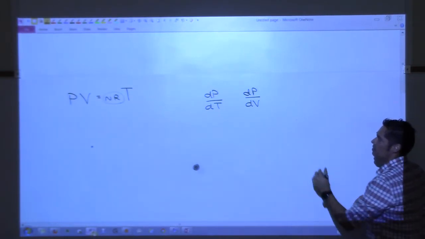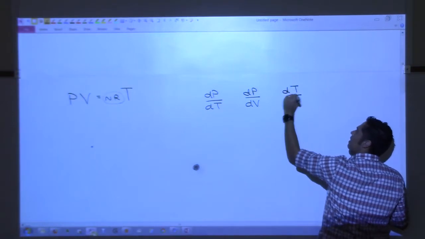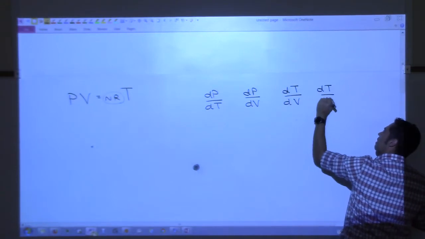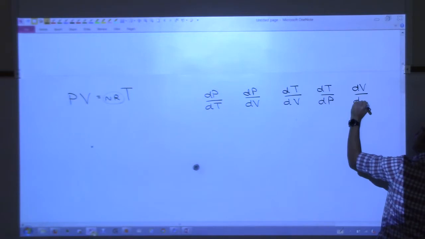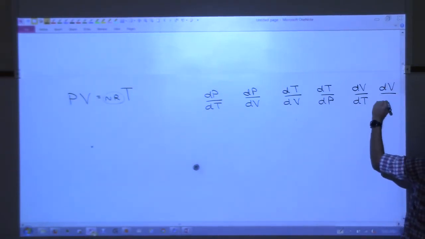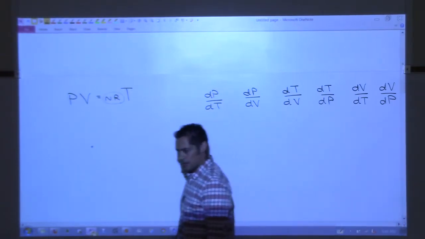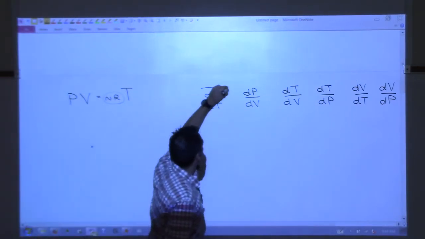What else could I ask? dT/dV. I could go dT/dP. I could do dV/dT. I could do dV/dP. There are 6 different derivatives that I could be looking at here. Right? 6 of them based off this one simple equation. So let's just go after one of them first, okay? Let's go after this one right here.